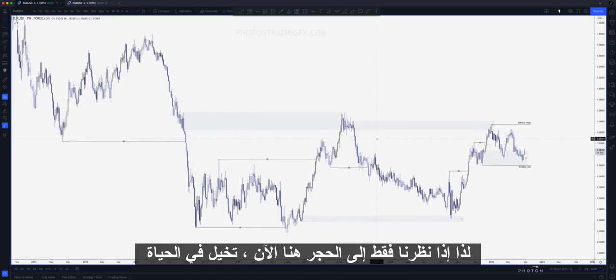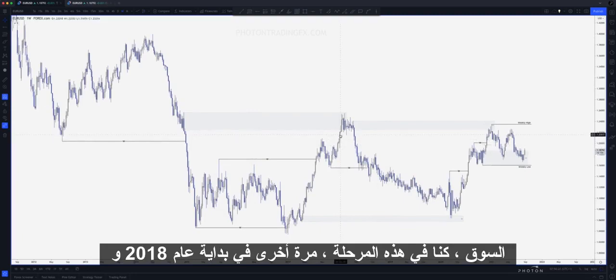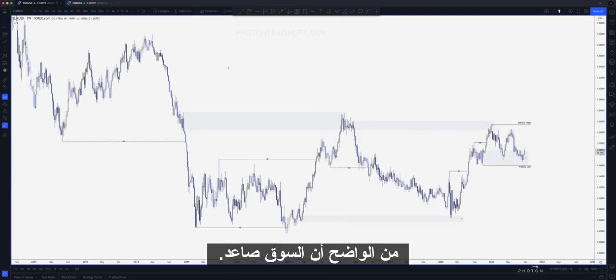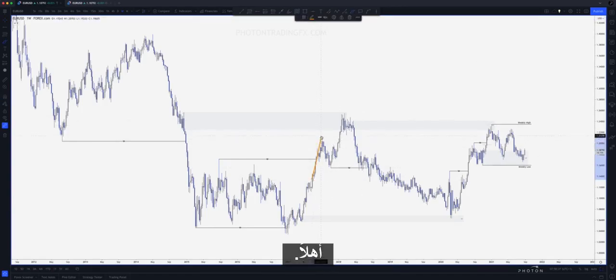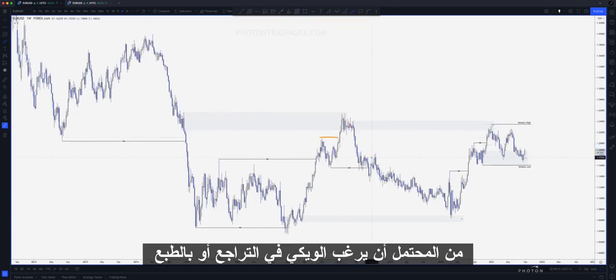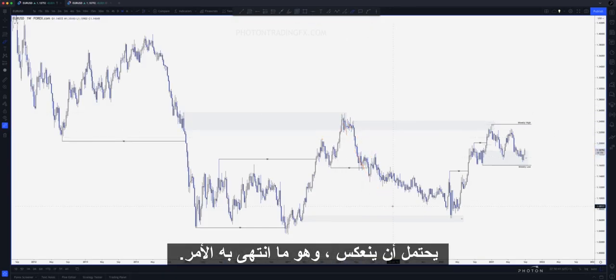Now imagine in the live market we were at this point back at the start of 2018, and price was approaching, making new highs up here. The weekly chart is clearly in a bullish market: higher high, higher high, higher low, higher high. And we would be looking, after that weekly break of structure, where the weekly may want to start to pull back or, of course, potentially reverse, which is what it ended up doing.